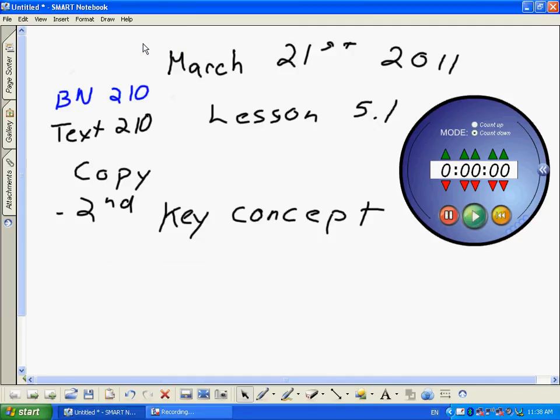Today is March 21st, 2011. In your blue notebook, you guys are working on page 210, and in your textbook, the lesson starts on page 210. I wanted you guys to copy down the second bullet for the key concept, okay? So hopefully you have that down.